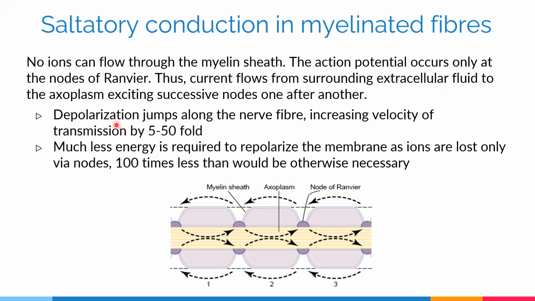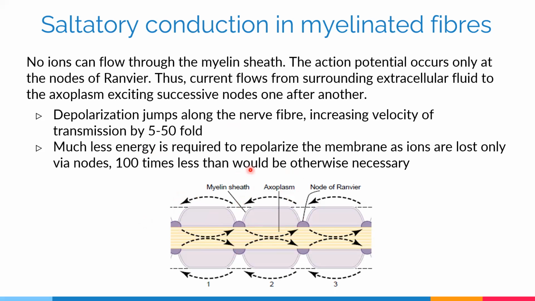The depolarization jumps along the nerve fiber, increasing the velocity of transmission by 5 to 50 fold. Depolarization occurs only at the nodes, and it looks as if the depolarization is jumping along the nerve fiber, only at this point, then it jumps to the next node, then it jumps to the next node. This increases the velocity of transmission by 5 to 50 fold, because the whole nerve fiber in the middle does not need to be depolarized, only the nodes need to be depolarized.